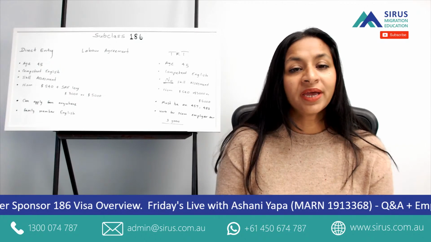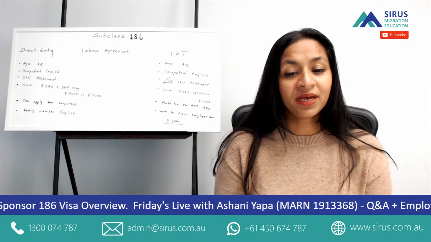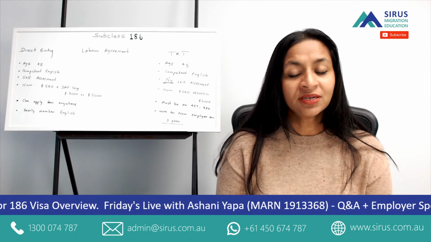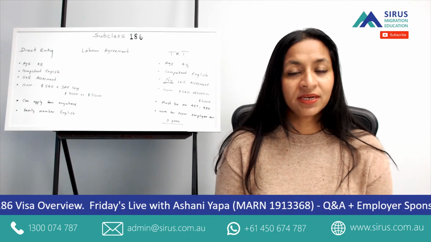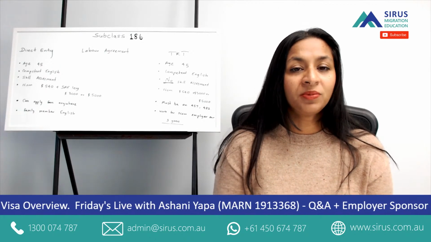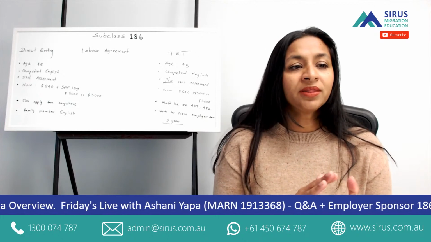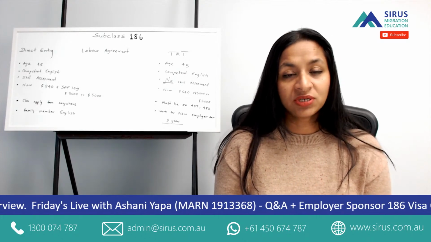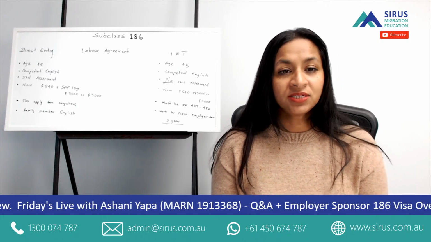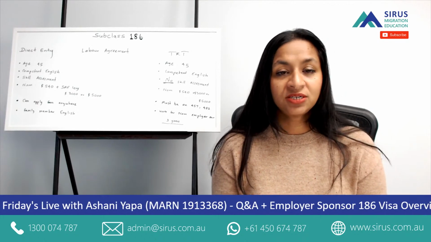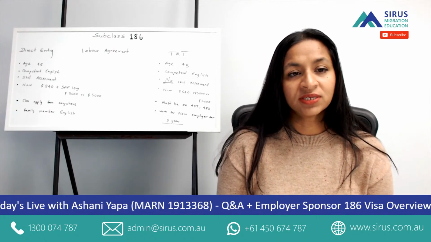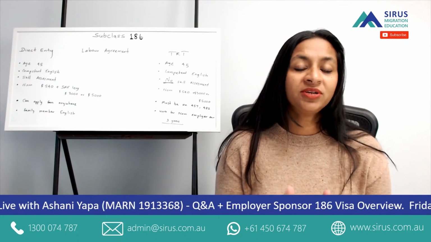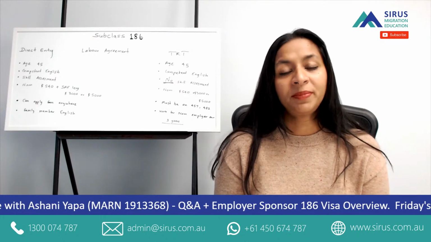As long as the employer can fulfill all these requirements, they can become a nominator for a subclass 186 visa application. So if you're an employer wanting to nominate someone for subclass 186, the main application nomination fee under the direct entry stream is $540. Under the TRT stream, which is the temporary resident transition stream, it's $540 again if it's in the metropolitan area, but if it's in the regional area, there is no application fee.